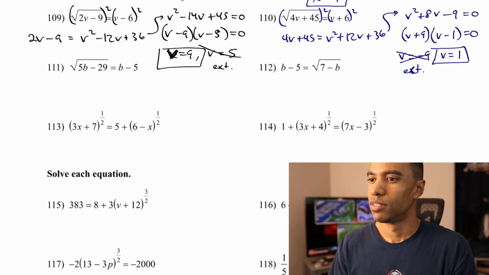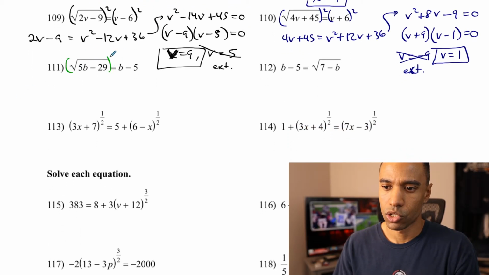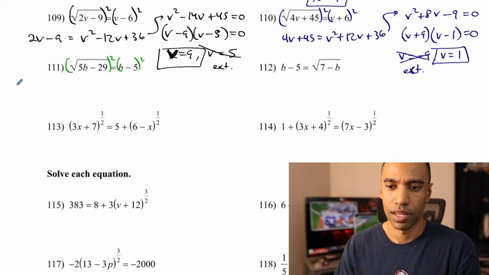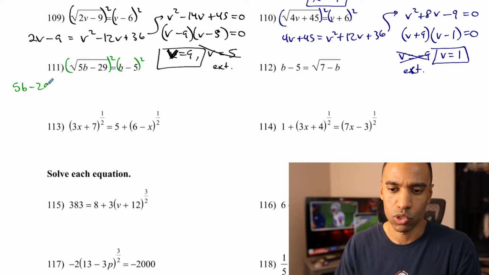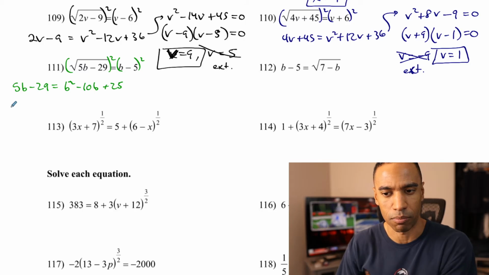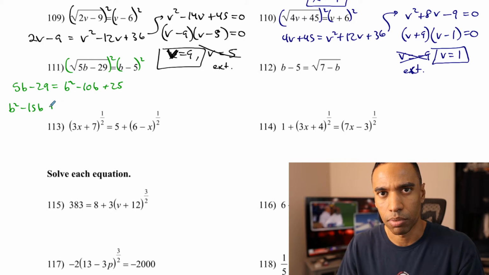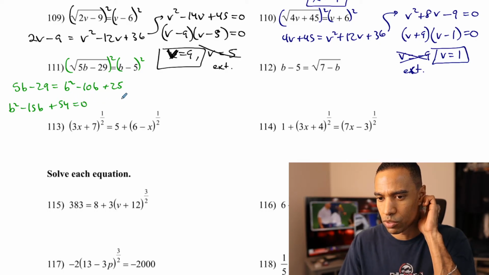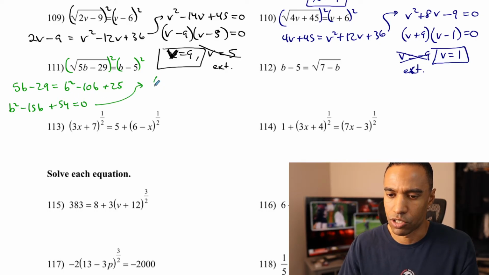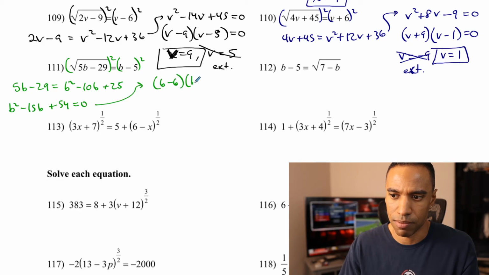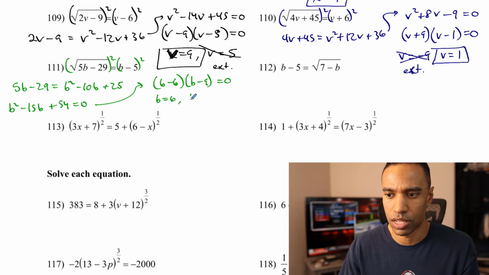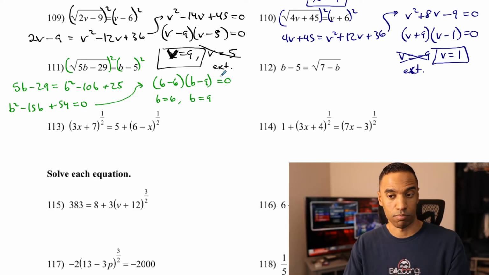All right, let's do it again. I can do it again, too. See? Square both sides right here. I'm going to get 5b minus 29 equals b squared minus 10b plus 25. Set everything equal to 0. A lot of factoring practice here. b squared minus 15b plus 54 equals 0. That factors into (b minus 6)(b minus 9) equals 0. So b equals 6 or b equals 9, or both or neither.